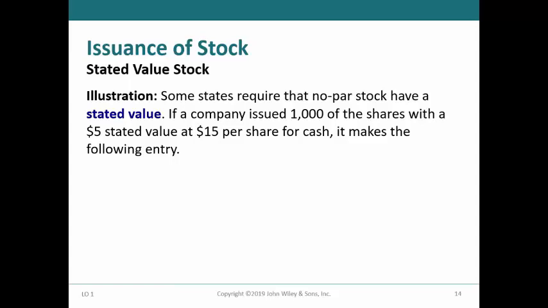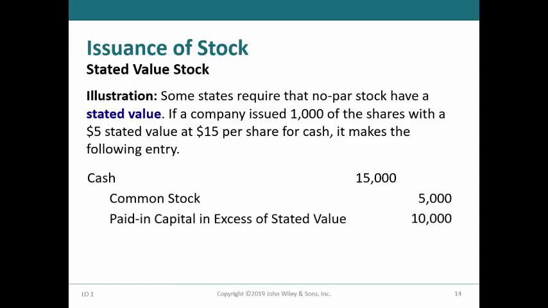So if a company issued 1,000 shares of $5 stated value common stock at $15 per share for cash, the entry would be a debit to cash for $15,000 and a credit to common stock for $5,000 and a credit to paid-in capital in excess of stated value for $10,000. The stated value of $5 times the number of shares issued of 1,000 equals the credit to common stock, and the difference between the proceeds of $15,000 and the credit to common stock is equal to the credit to paid-in capital in excess of stated value.